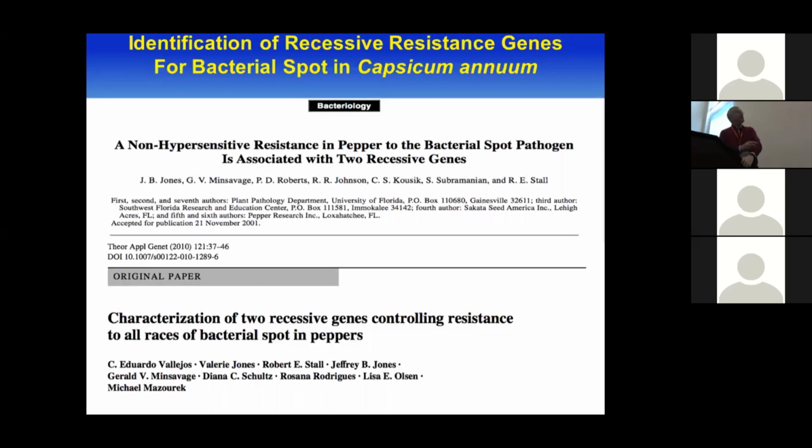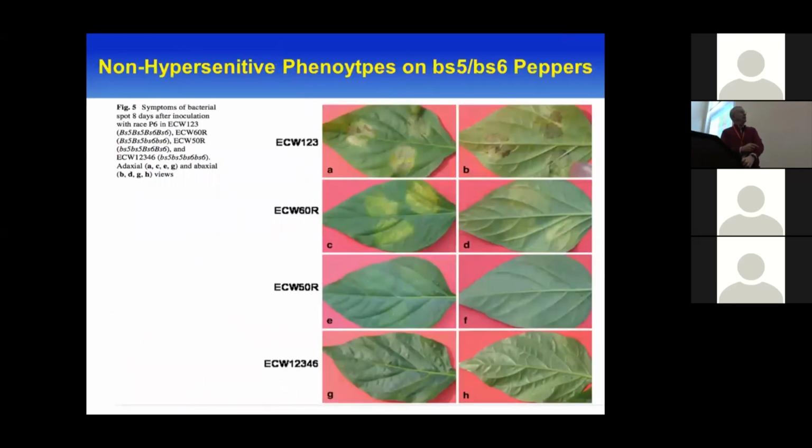So in collaboration with Jeff Jones and also groups in Hungary, we were able to clone a recessive gene to bacterial spot. It's an interesting gene called BS5, and here it's just in this isogenic line. What's interesting is that it's a non-hypersensitive resistance. It doesn't really give any symptoms, and the bacterial growth is lower. We have no idea what the mechanism is, but we wanted to identify the gene that's involved in recessive resistance to this particular bacterial pathogen.